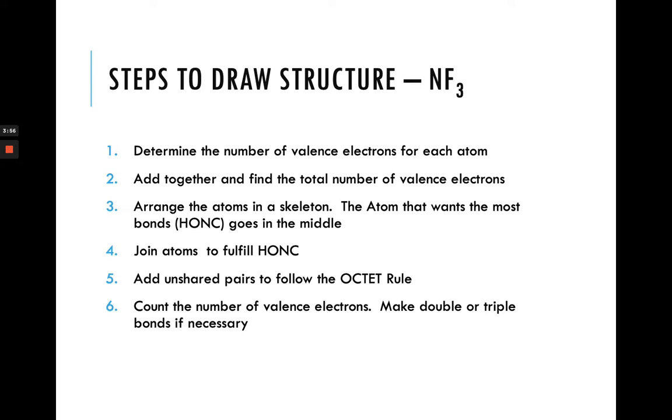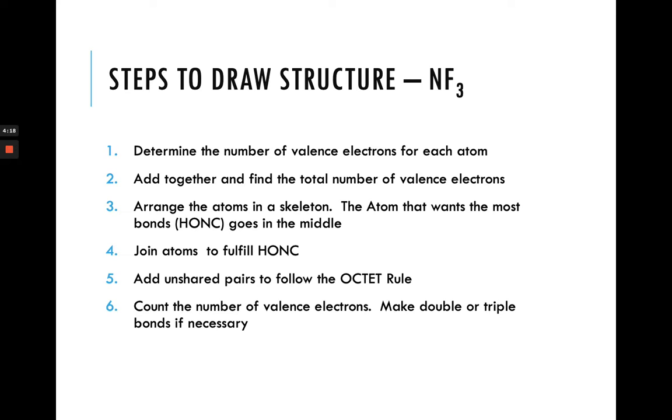Number 1, you're going to determine the number of valence electrons for each atom, because that's the only kind of electrons that will be shared in covalent bonds. You're going to add together and find the total number of valence electrons. You're going to arrange the atoms in a skeleton, and the atom that wants the most bonds, according to the honk rule, goes in the middle.